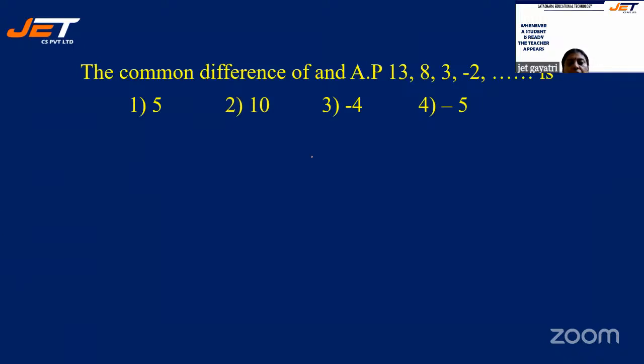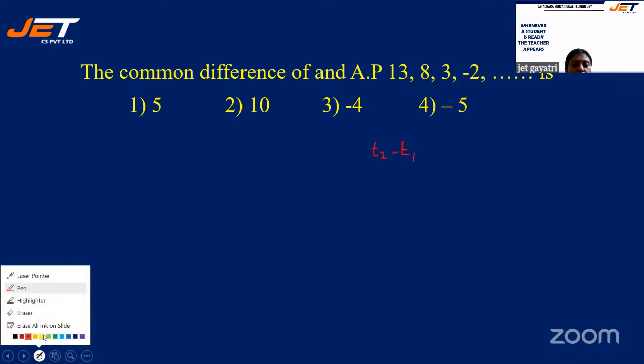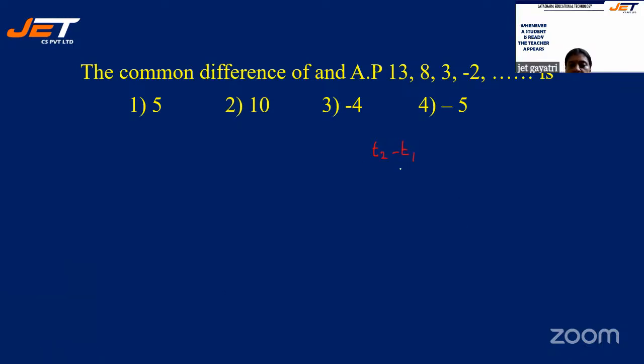Now, how do you find out the common difference in an AP? It is always the second term minus the first term, isn't it? So that is supposed to be the AP. So the second term minus the first term, what is it? 8 minus 13, so it is minus 5. If you want, you can also check the third term minus the second term. That is 3 minus 8, so 8 minus 3 is minus 5. So it should be option 4.